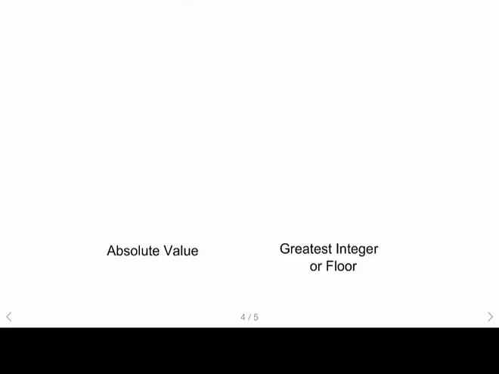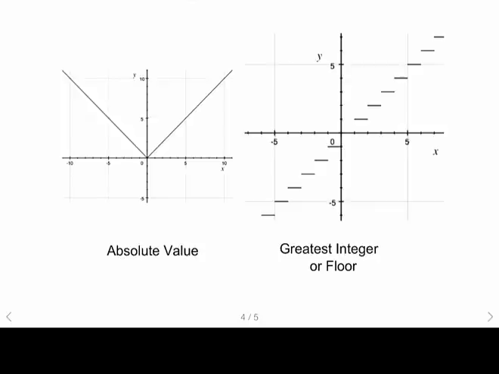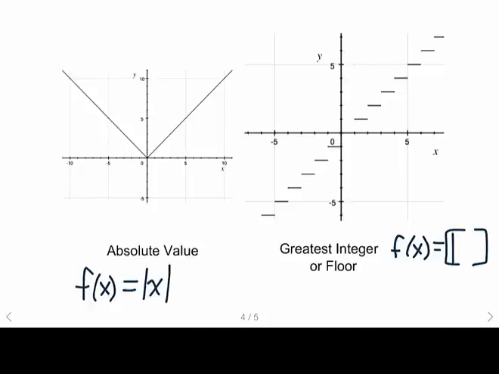On to the next, the absolute value function and the greatest integer or floor function. The absolute value function looks like a V. The greatest integer function, we're going to talk about that a bit. Absolute value function, the expression is simply f of x equals the absolute value of x. As far as the greatest integer function, there are a few different ways that I've seen this written. One of them is f of x is equal to, and then you use square brackets with a little vertical line inside of them, x.